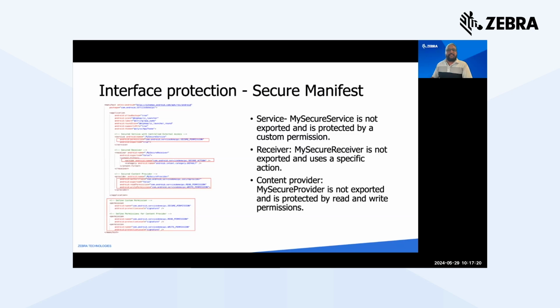The second one is, did I lose it? One second. The receiver. My receiver also is now not exported, but I am securing it with permissions. And the third one is the content provider. The content provider is not exported, and it is protected with read and write permissions to control access strictly.